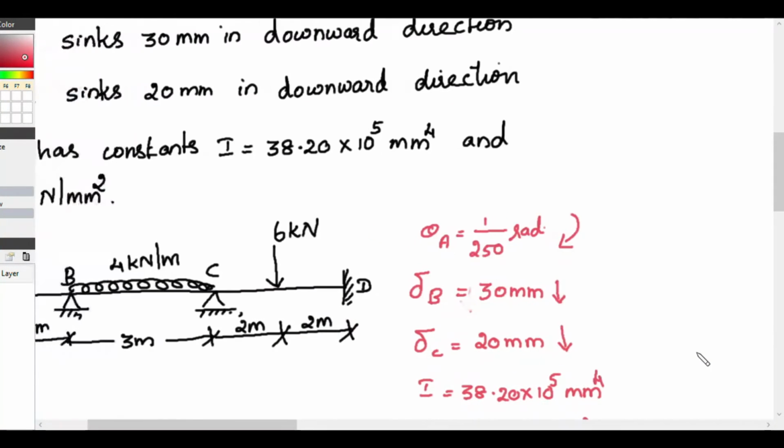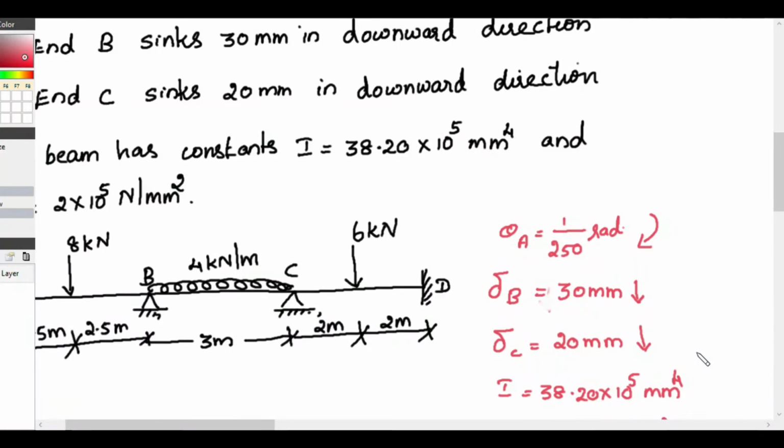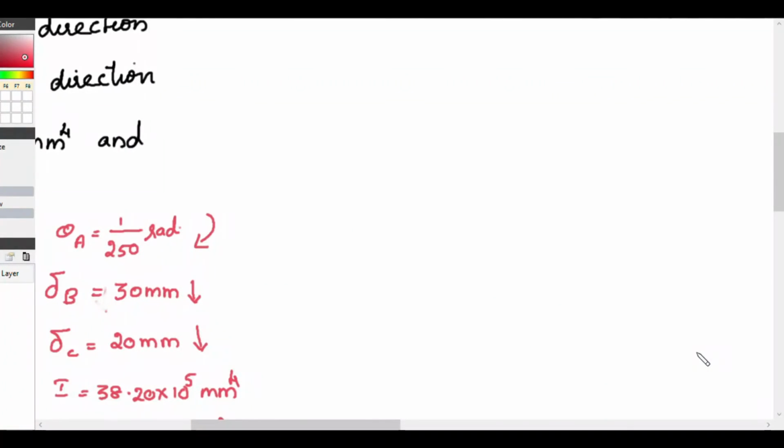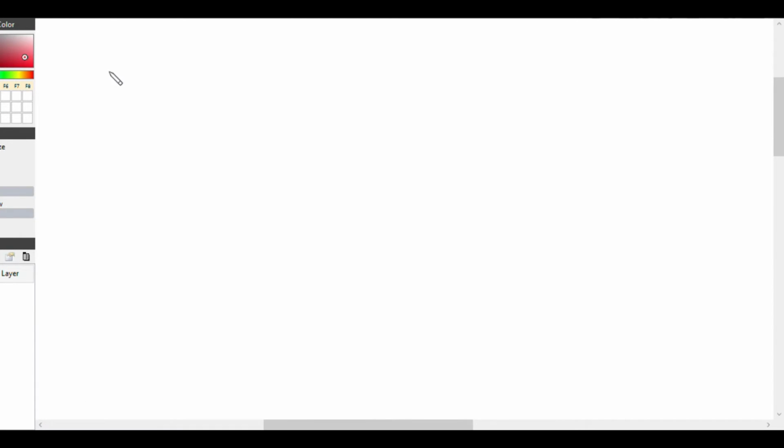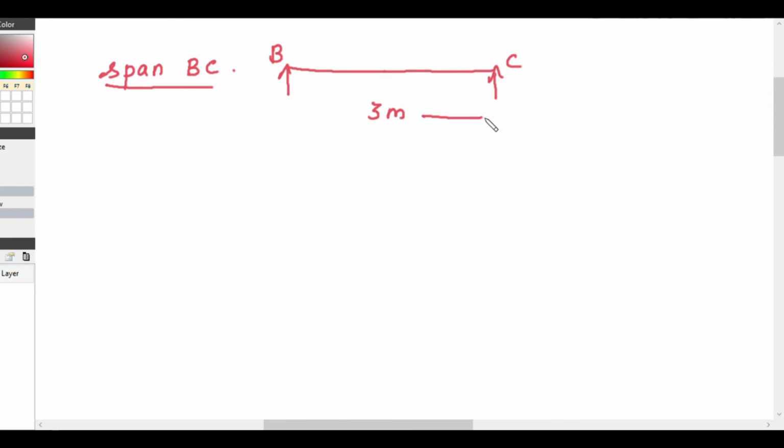Okay. So you can see span BC is 3 meter long, right? So now we will consider the span BC. While considering the span BC, we know both are intermediate supports. B is also an intermediate support, C is also an intermediate support, and the length of the span is 3 meter. And this B, that is delta B.